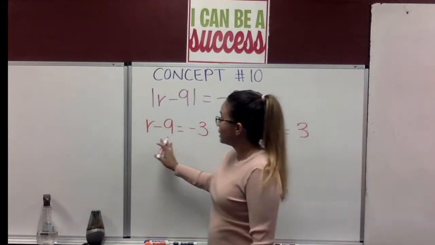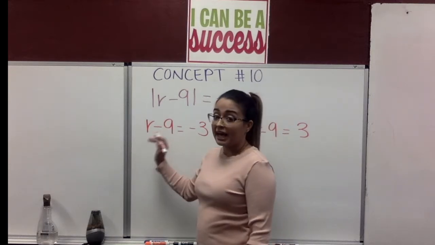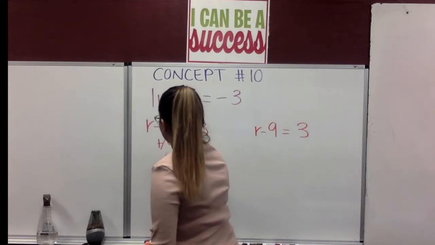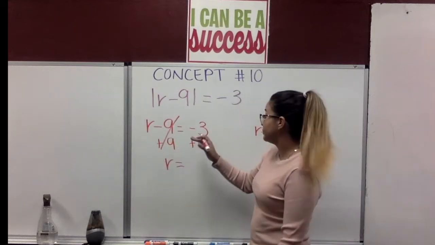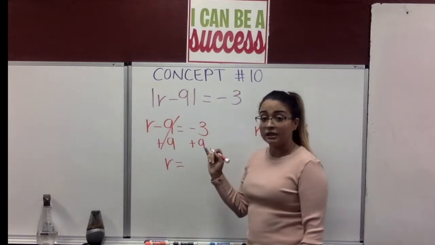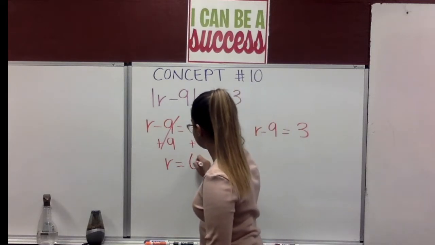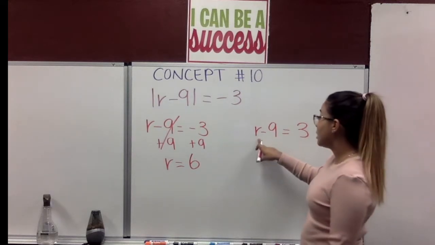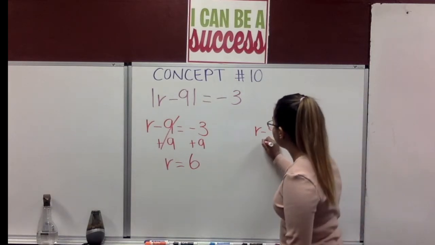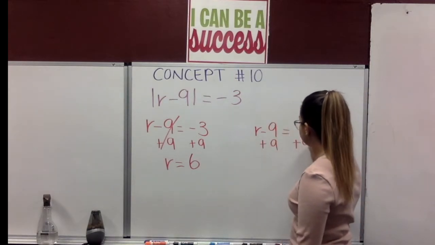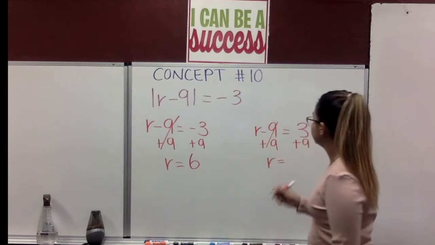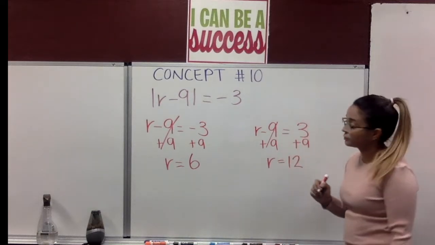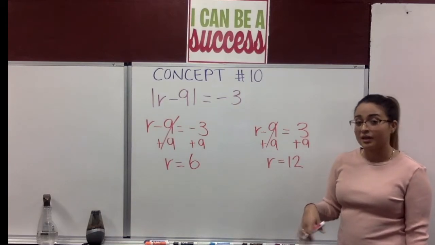Okay? Let's start on this side. We're going to start off by adding 9 to both sides. The 9 cancels out right there. We are left with negative 3 and positive 9. That leaves us with a positive 6. Now, let's move on into this one. We have r minus 9 equals 3. Now we're going to be adding 9 to both sides. R is equal to 9 plus 3, which is 12. Does that make sense? Let's move into the next step.